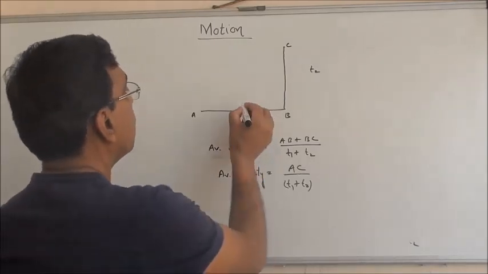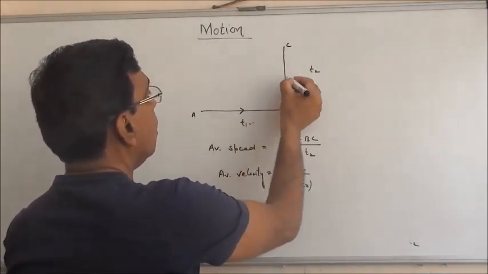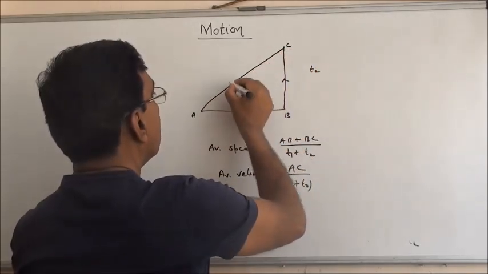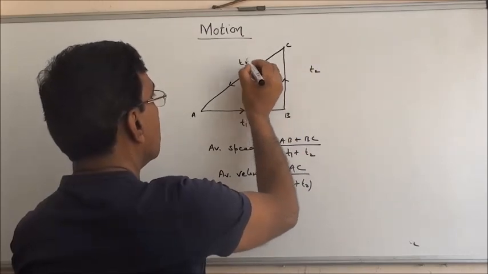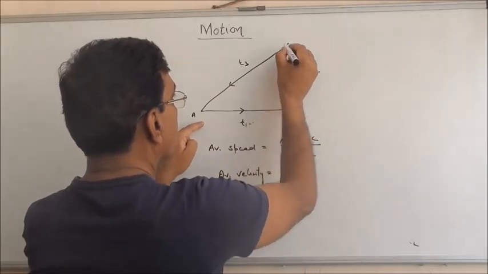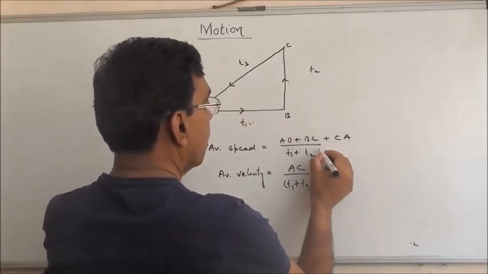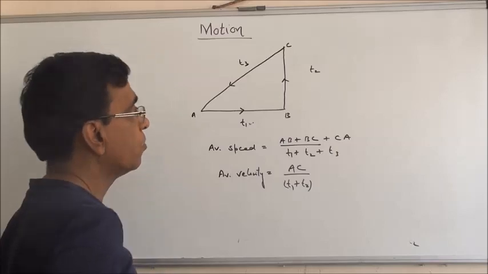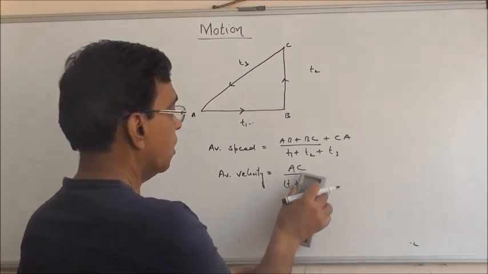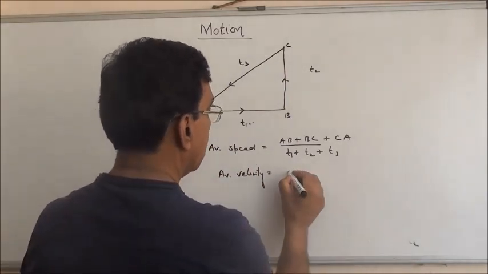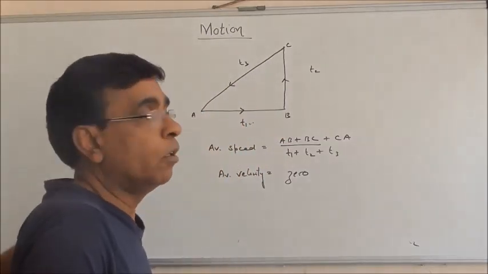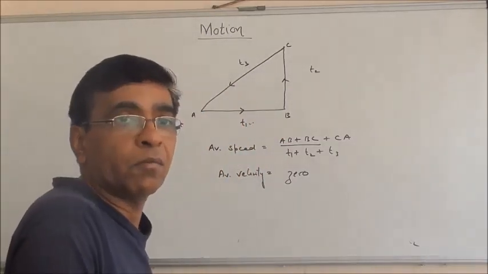Okay, if I take AB, BC, and then it comes back in a time say t3, then average speed will be AB plus BC plus CA divided by total time. What about average velocity? Average velocity will be 0 because the displacement of the body is 0.